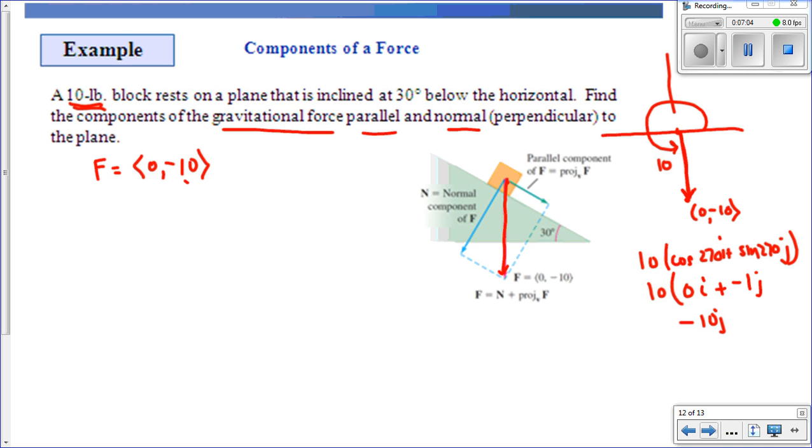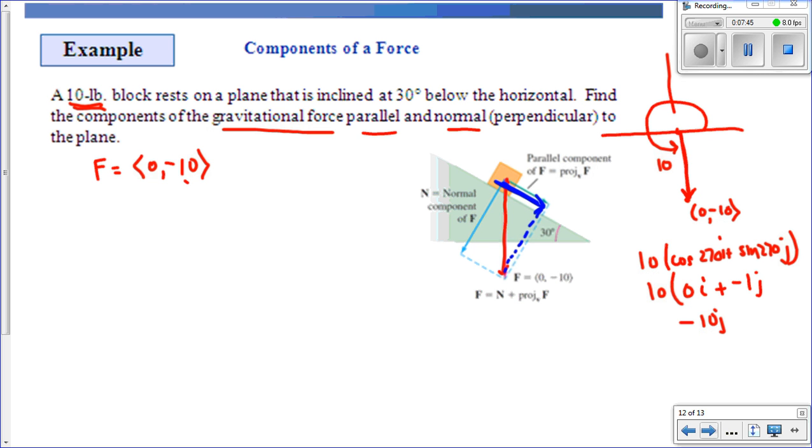Okay, so now, if we're trying to find the component of this vector F that's actually parallel to that plane, what we want to do is project that force F onto the plane. So we need a vector representing the direction that the plane is slanting. To do that, we don't really care how long that vector is because we're going to be projecting F onto it, and that projection is what determines the length of the vector that's parallel. But what we want is just a vector going in that same direction.